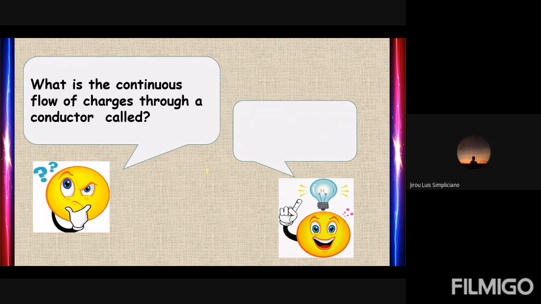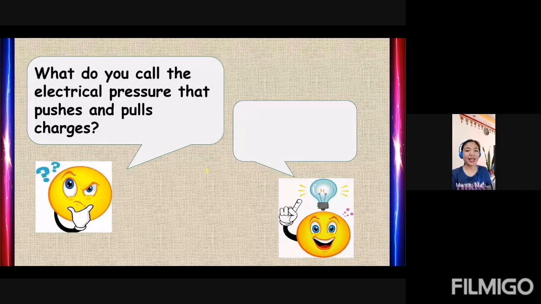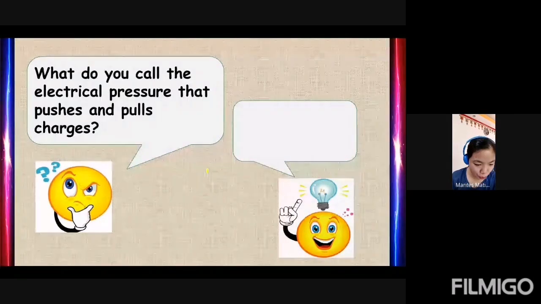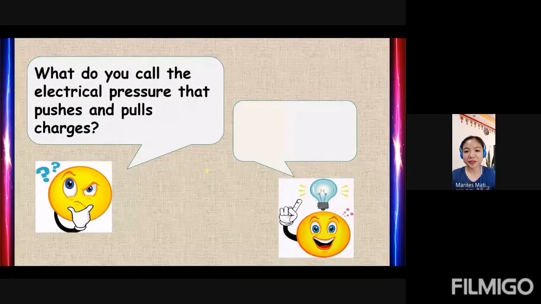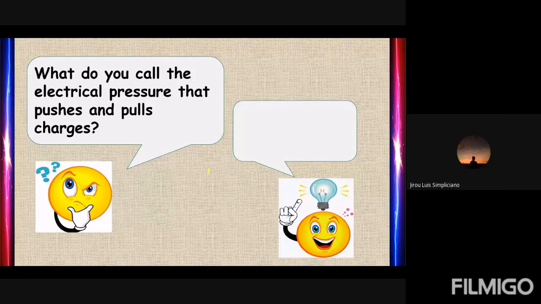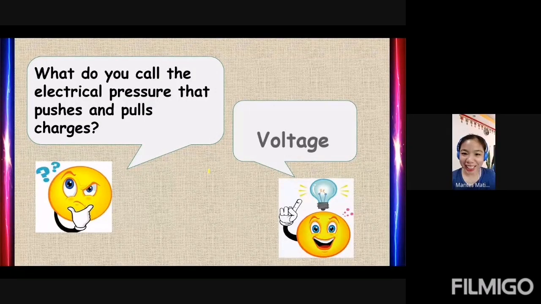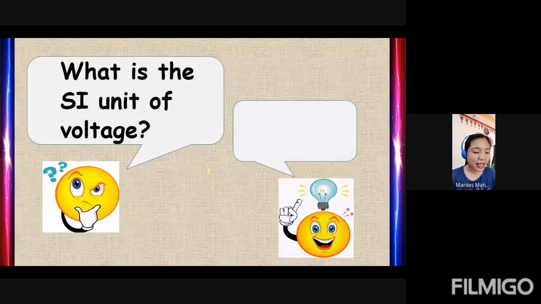Ma'am, current po. Okay, electric current, correct. Zero. Okay, next, what do you call the electrical pressure that pushes and pulls charges? Okay, again, zero. Ma'am, voltage po. Correct, voltage. Next question, what is the SI unit of voltage?